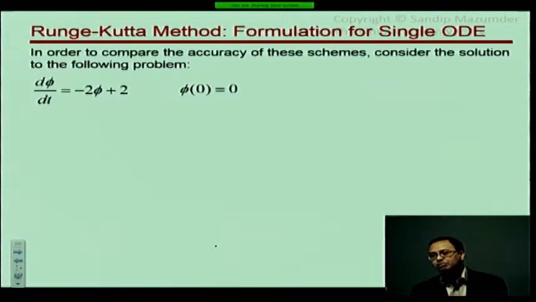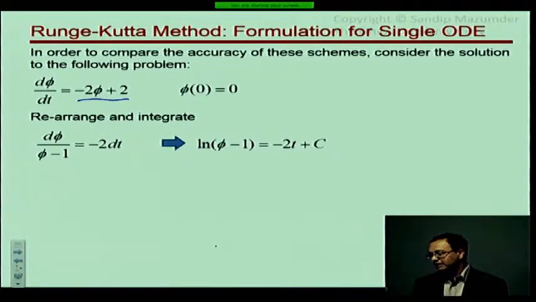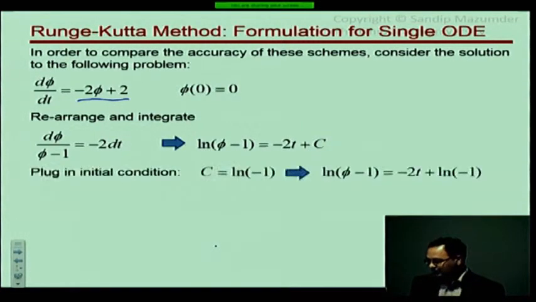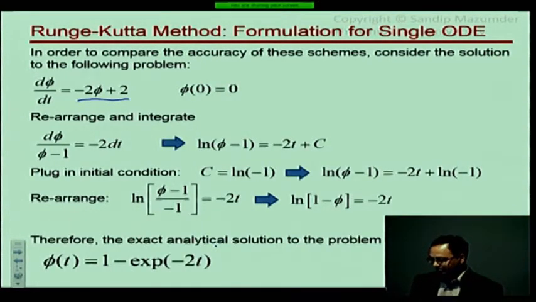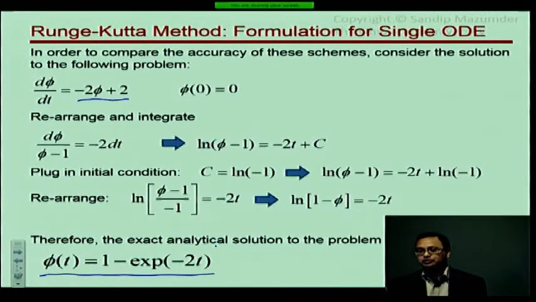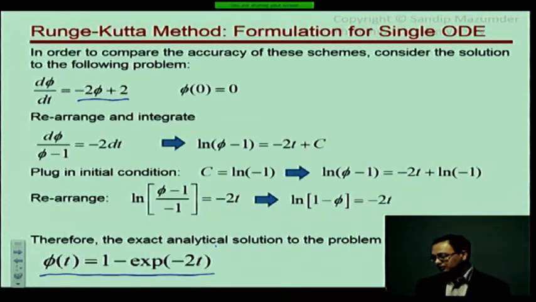Here's a little example of using it and then assessing its accuracy. So I'm looking at a simple ODE in time. My forcing function f is just a function of phi. There is no t there, as you can see. So I integrate it, I rearrange it. d phi over phi minus 1 is negative 2 dt, so that gives me a log of phi minus 1 is negative 2t plus c. I plug in my initial condition, which is phi at 0 is equal to 0, and when I rearrange it, I get this expression. This is the analytical solution to the problem. It's an exponential decay in time.